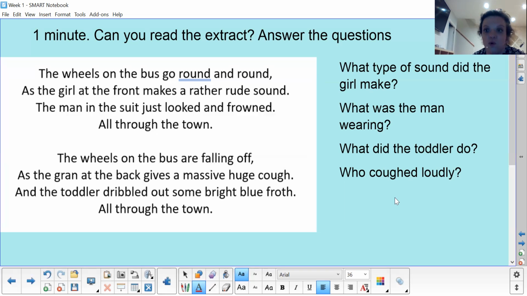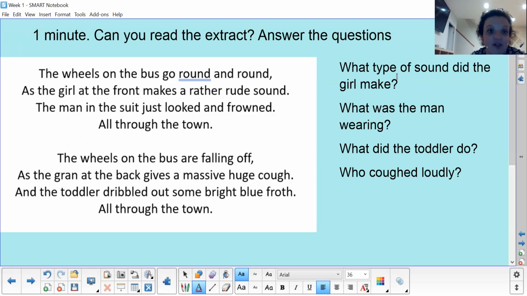Number 2, what was the man wearing? What did the toddler do? And who coughed loudly? Okay, so pause the screen now and have a go if you haven't already. And if you're ready to do it, let's go.